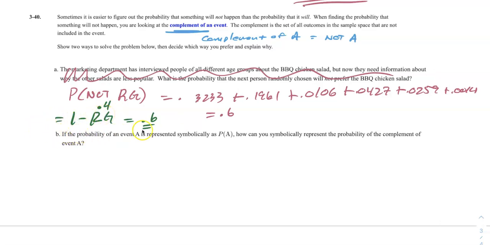If the probability of event A is represented by the symbol P(A), how can you symbolically represent the probability of the complement of A? If we want the complement of A, it will be the same thing we just did: if I don't want A, I subtract it from 1. So the same thing here. If I don't want A, the complement of A, I subtract that from 1. And that's how you get the complement of A: 1 minus the probability of A.